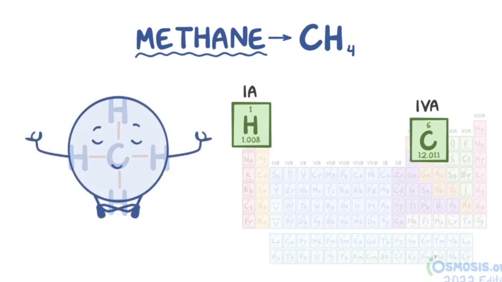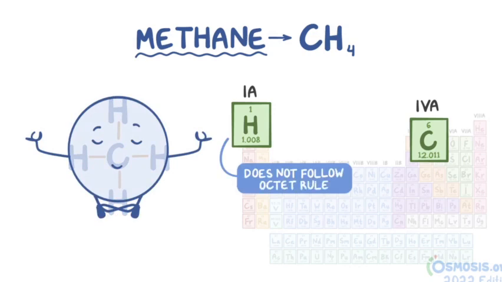You should notice that hydrogen does not follow the octet rule. That's because the first period has a shell that holds a maximum of 2 electrons. Since hydrogen is in the first period, it is stable with only 2 electrons around it.